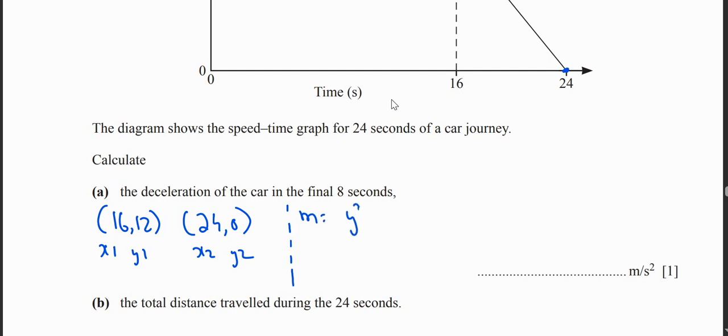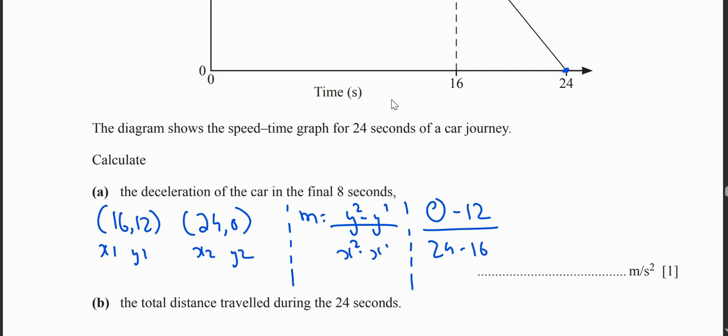Gradient is equal to y2 minus y1 upon x2 minus x1. So 0 minus 12 upon 24 minus 16. That's negative 12 upon 8, so it's actually negative 1.5. But since it's deceleration, we never mention negative, because deceleration means speed is decreasing. You don't need to write negative. So you will just write 1.5.